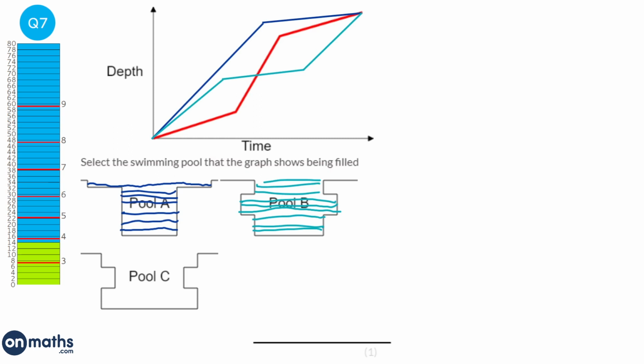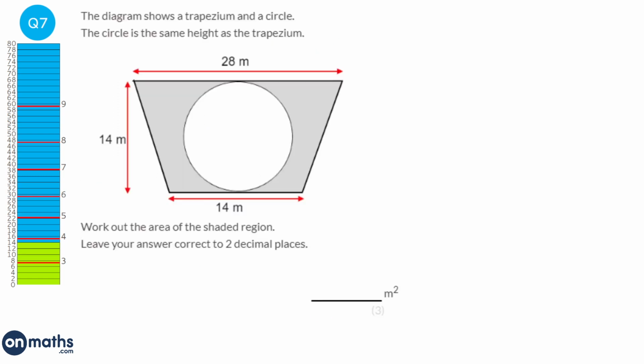Pool C, however, we can see it goes slowly at the start. And then because it's thin, it will go quicker. So nice and quickly. And then it will go slowly again. Well, that is a perfect description of the graph that we're given. So the graph we're given is definitely going to be for pool C. So the first thing we're going to do is work out the area of the trapezium.